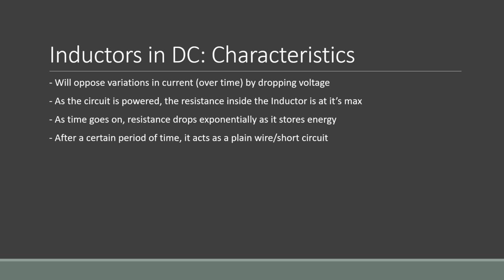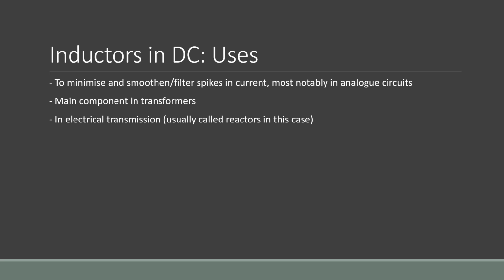So it will have a high resistance as it begins, and then over a period of time that resistance will drop as it stores more energy, and then at a certain point it pretty much just acts like a short circuit or just a straight wire. Inductors are mainly used in DC to smoothen and minimize spikes in current flow, usually in analog because digital is a bit more direct. They are also used the same way in transmission wires, which are usually called reactors, but they are also the main important part that makes a transformer actually function.